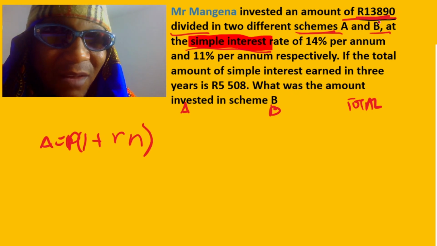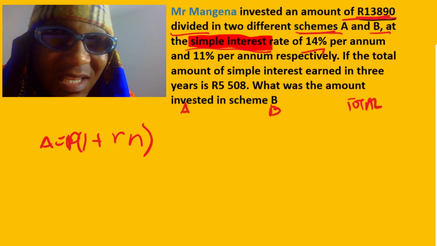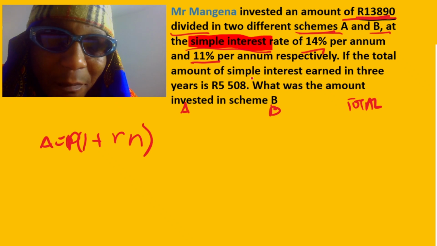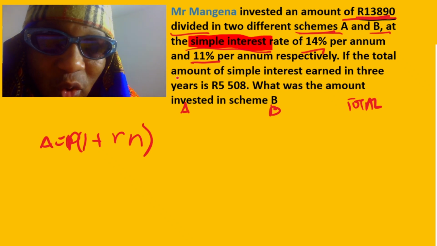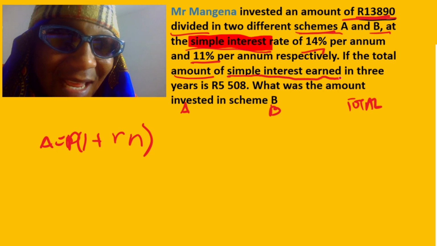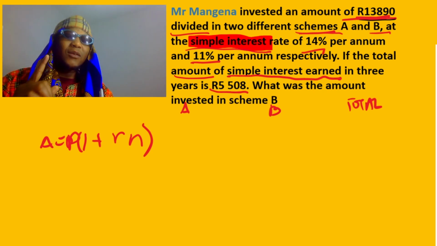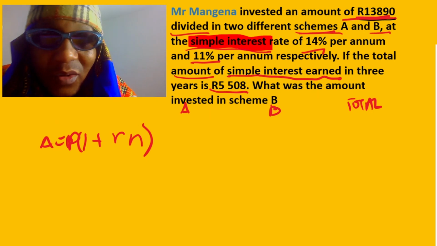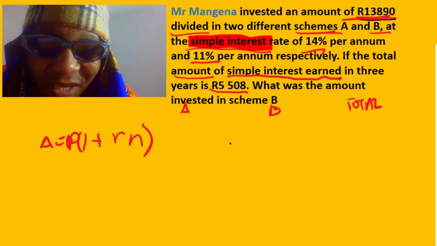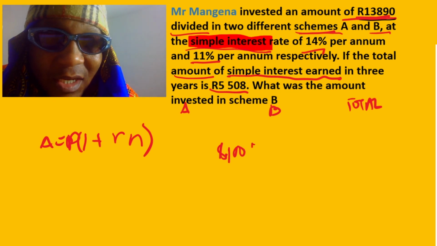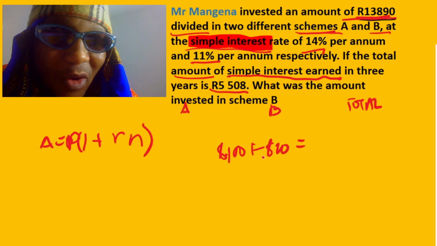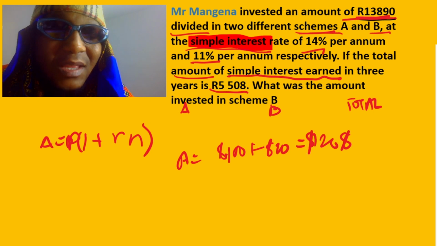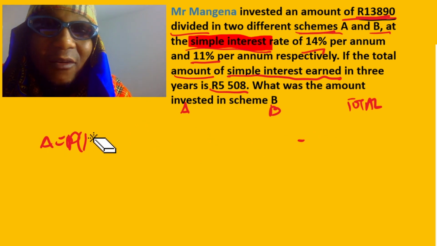Okay, so let's say he divided into two schemes. The first scheme is 14%, and the second scheme equals something else, and the total amount of simple interest earned in 3 years equals that one. Look, this is very, very important. This is the amount earned. If I have, let's say, $100, and then I earn $20, the total amount, after 5 years or whatever years, is going to be $120. That's the amount. Okay, now let's go to the question here.